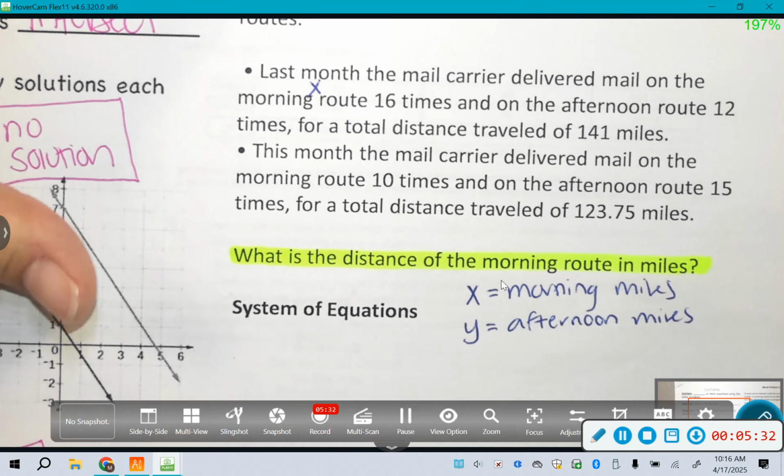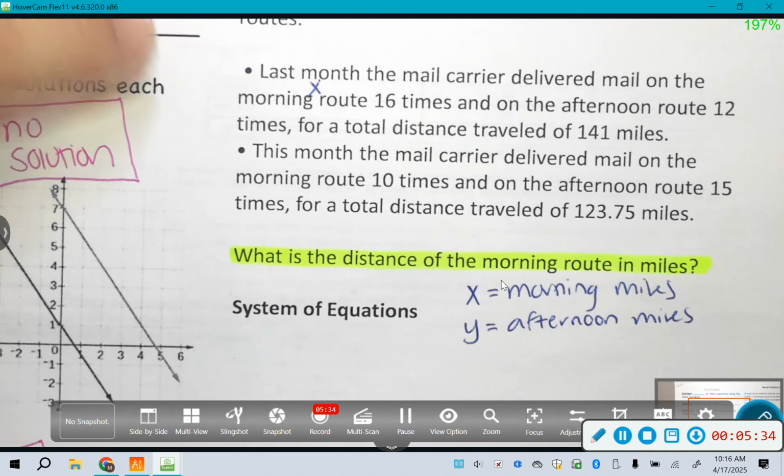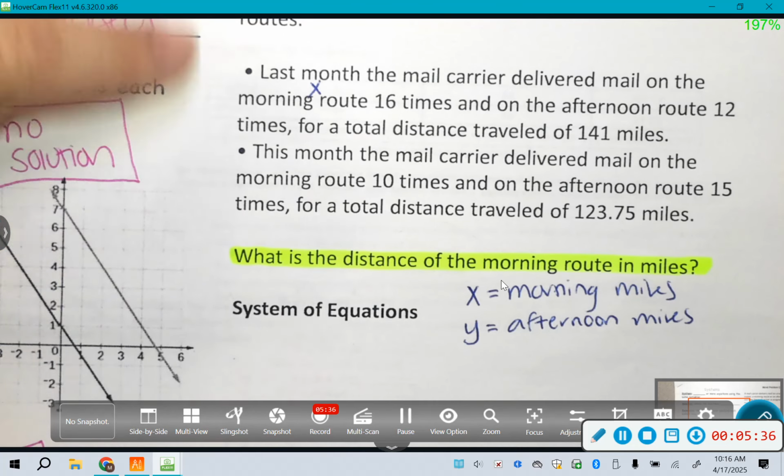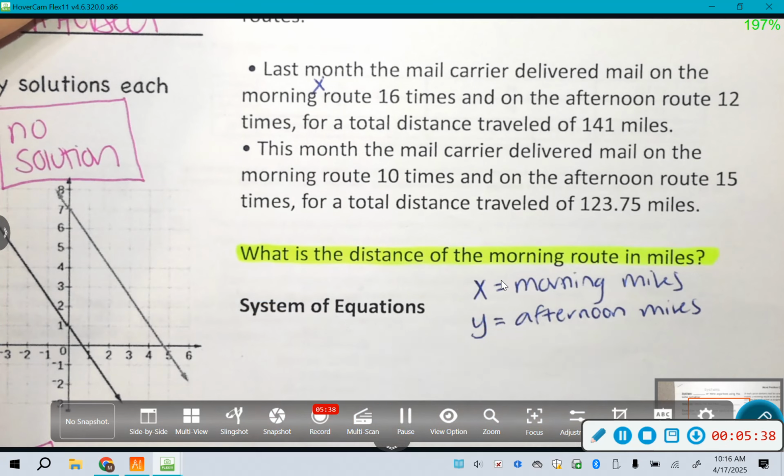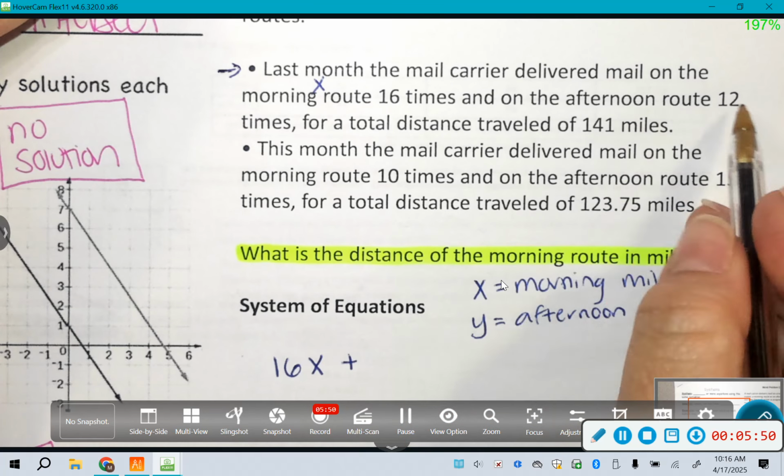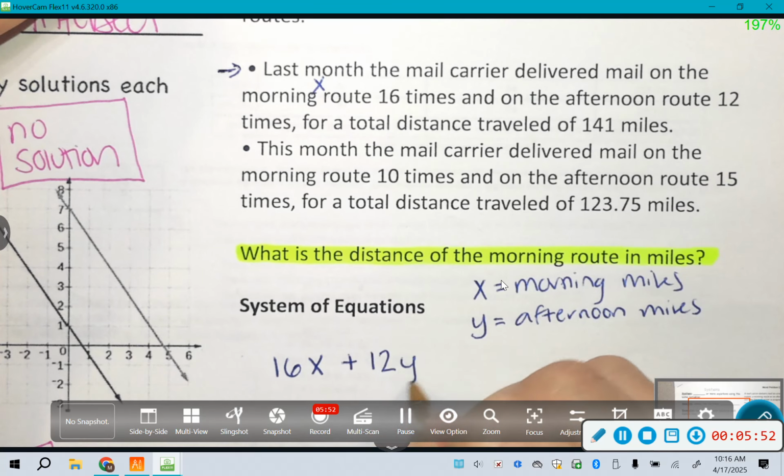So now we know what our two letters are and we can write our equations. Each bullet point here is an equation. So I know for my first bullet point, which is my first equation, 16 times we drove X amount of miles for my morning route. And so plus, we did the afternoon route 12 times. So 12 times the distance. And my total distance was 141 miles.